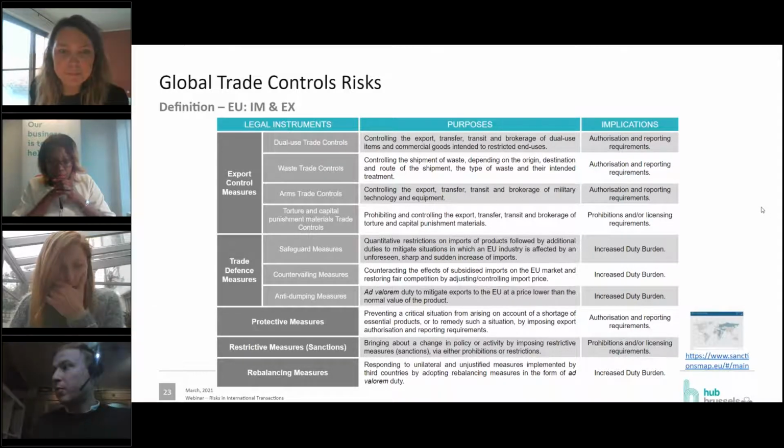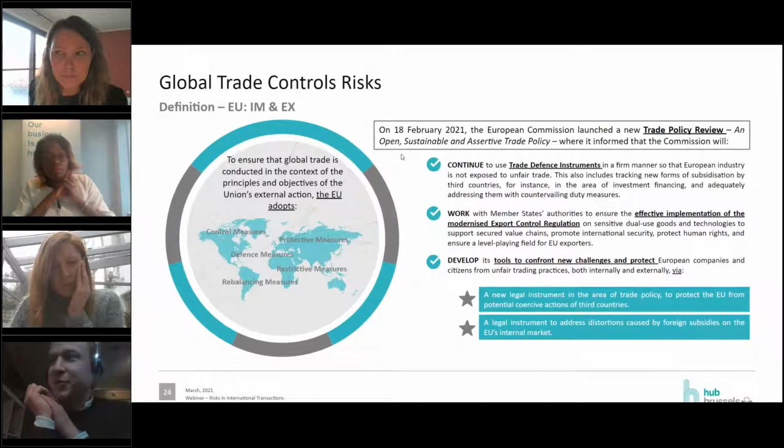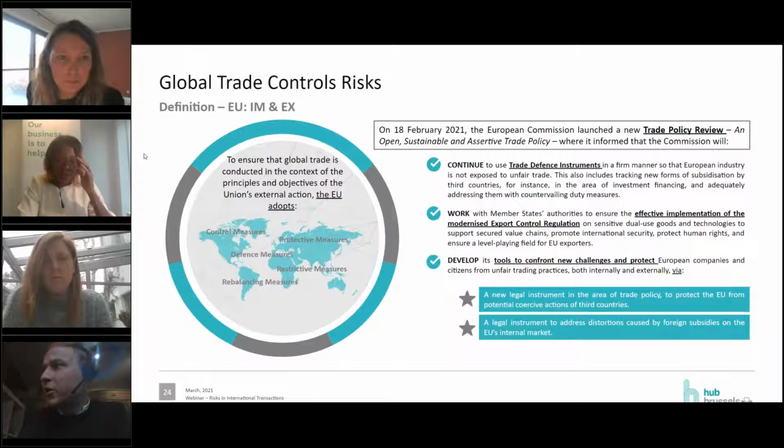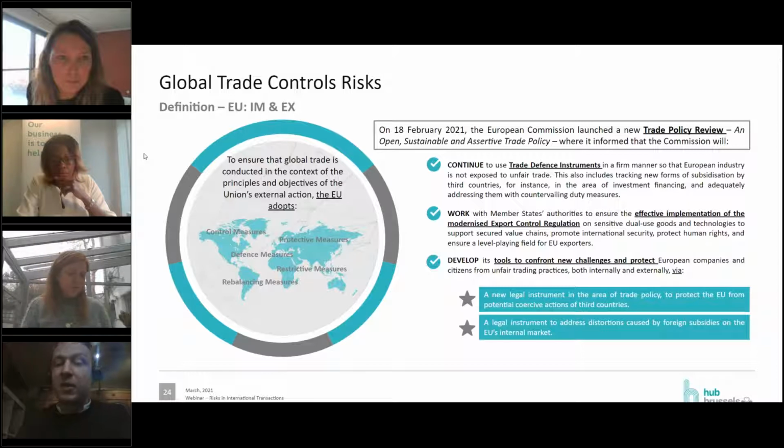And yeah, so we can move on, I believe. Global trade control measures at the European Union level will be really at the core of the EU trade policy agenda in the coming months, or even years. Because in its new trade policy review, which is totally new, from 1 month ago, the European Commission confirmed its intention to not only continue to use trade defense instruments, meaning all the trade defense instruments mentioned on the previous slide will either remain in force or will target new products.